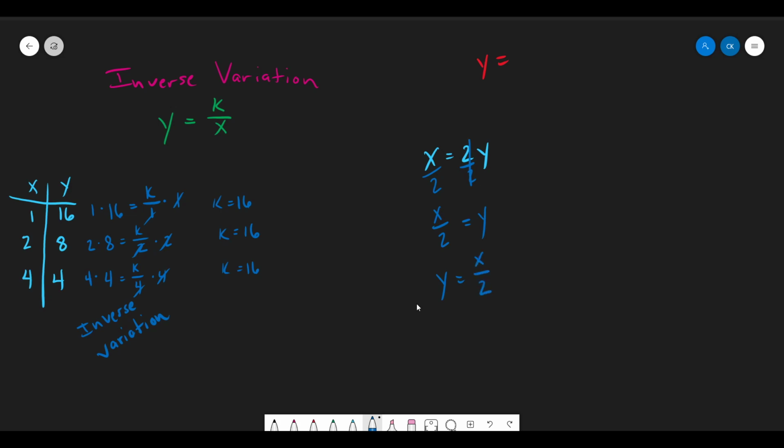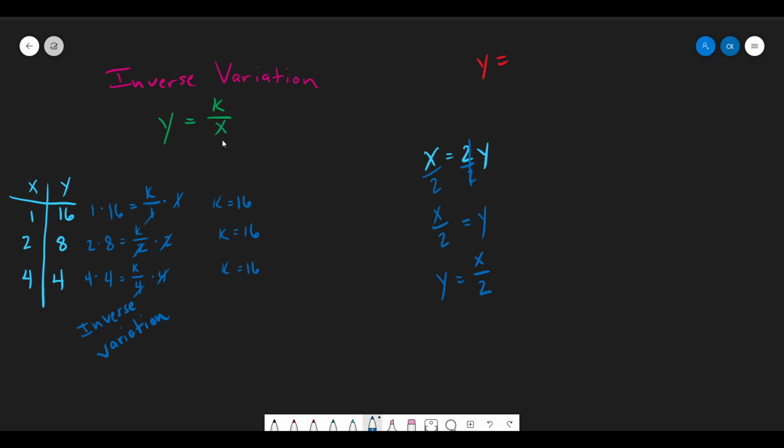Now, you would think that this would be inverse, right? Because if I look at inverse, we see, oh, look, it's got a fraction here. But that's not the case. You have to be very careful with this. K needs to be on top. K needs to be in the numerator. K is the number here. K is the 2, right?